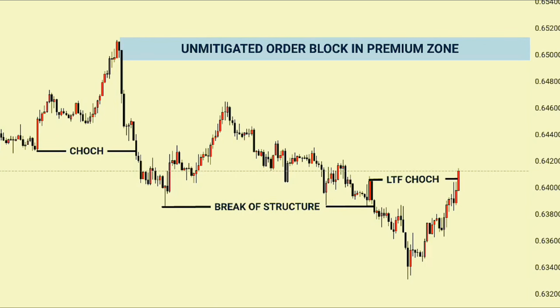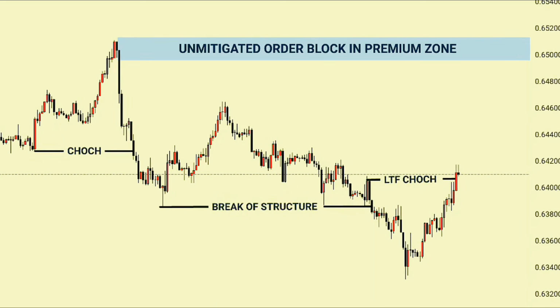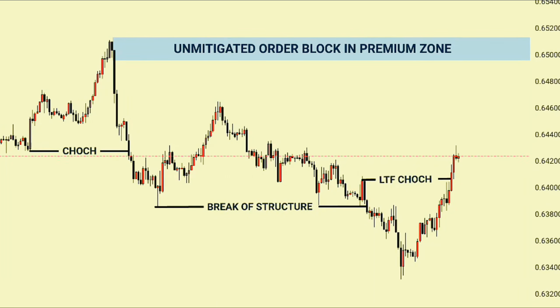This change of character on the lower time frame helps us see early signs of a reversal. Many traders still believe the market will continue going down at this point, but smart money uses this area to slowly build buying positions. This move also traps late sellers who enter after the strong downward move.